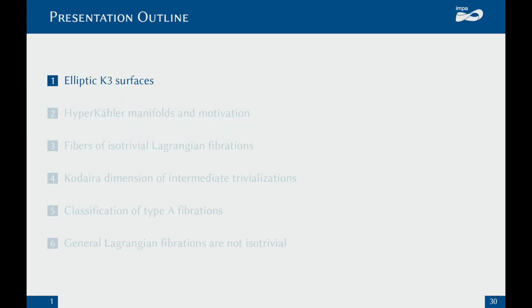So this is roughly the outline of the talk. I'll start by talking to you about elliptic K3 surfaces, isotrivial elliptic K3s, and then I'll move on to what hyper-Kähler manifolds are and some of the motivation for this work. And then I'll try to present 4 theorems. It's a little bit ambitious, so maybe if we don't have time, I'm starting with the most exciting theorem, I think, and then we'll go down the line from there. Don't hesitate to ask questions during the talk.